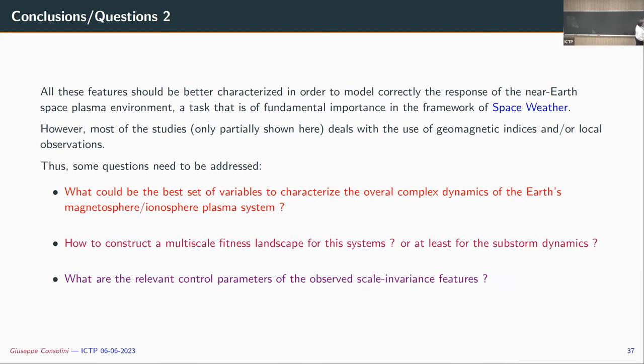And the last one is: what are the relevant control parameters? Because the control parameters are the conditions outside of the magnetosphere, so the interplanetary medium, and these are extremely relevant. So what are the best control parameters that can be used to understand and model the different scale invariant features that we can find?